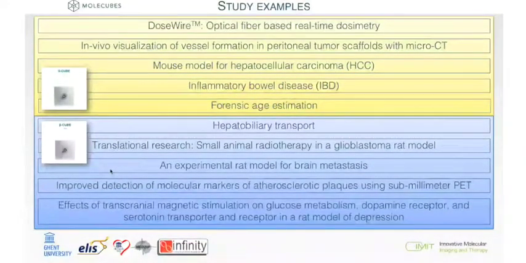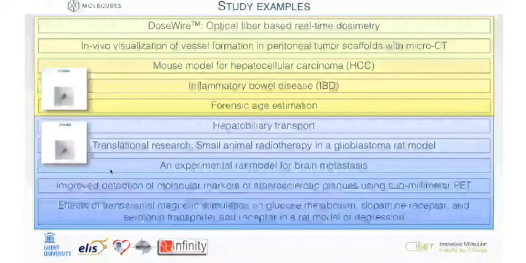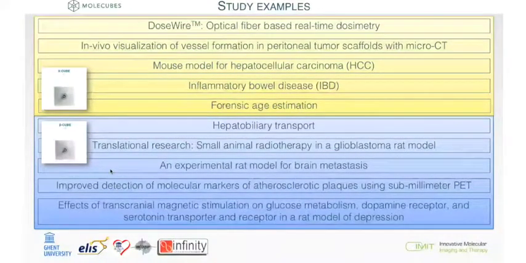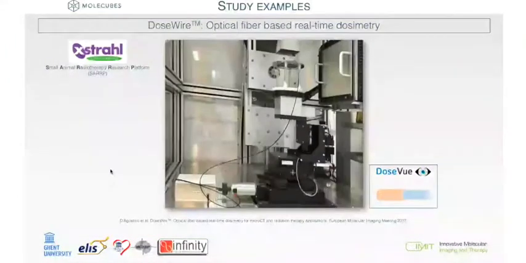For SPECT, currently in our lab, it's mostly used only for contract research. So in there, of course, it's a little bit more difficult to share with you the study examples. Now, let's go to the first study example. Now, I will always give you a short introduction of the study example and then show you afterwards some images.